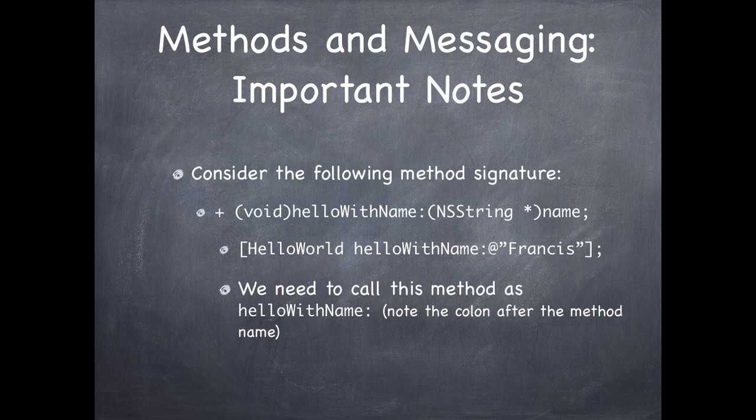So what I'm trying to do here is, again, send a message. It's called hello with name, and it has an argument in double quotes, Francis. So that's the argument. I'm going to send a message called hello with name with an argument Francis, to the class name hello world, because it is a class method. Okay, you don't need to make an instance. As I just noted here, on the very last point, when we call this function, we call it hello with name with the colon, because it means that it actually takes an argument.